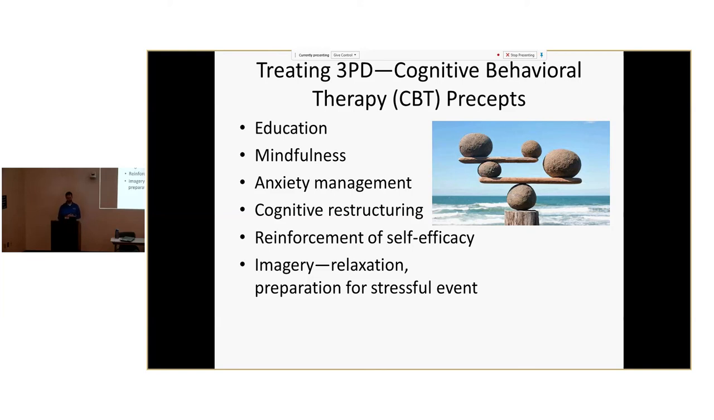And then using imagery, we know that imagery can positively affect motor learning, even in a stroke patient. So if it can have motor outcomes, then it also seems to have behavioral outcomes. We're managing this cycle of hypervigilance.